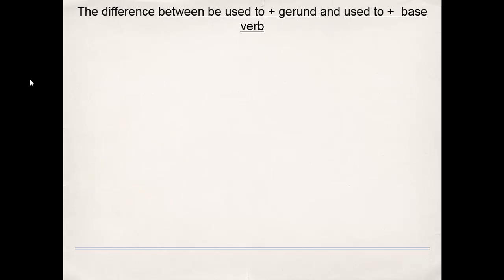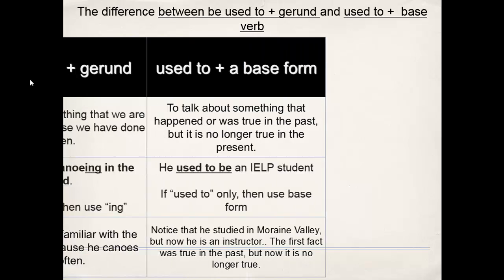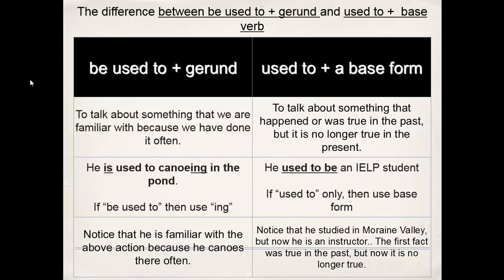The difference between be used to plus a gerund and used to plus a base verb is, quite simply, when we use be used to plus a gerund, again, it's to talk about something that is normal or regular to us, that we're accustomed to. And used to is to talk about something that happened or was true in the past, but is no longer true in the present. So our examples, he is used to canoeing in the pond. Note, if you use be, then ing. Okay, so watch for the be, that's the important thing here.